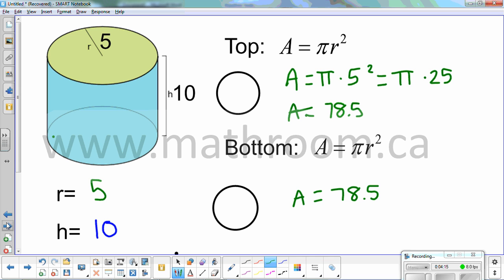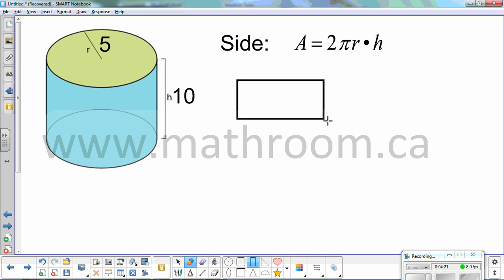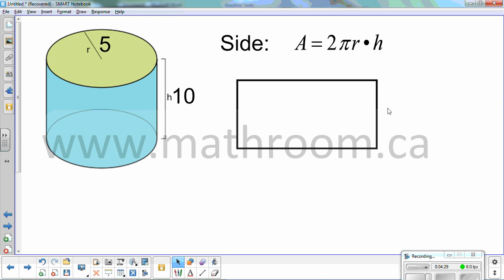Now we have to find the area of the side. So we'll go to the next page here. Really that's represented by a rectangle, because when we peel it back, like we saw in the video, it ends up becoming the rectangle. The side we already know is going to be 10. So we've already got that information. To find the length of that rectangle, we are going to find the circumference of this circle.